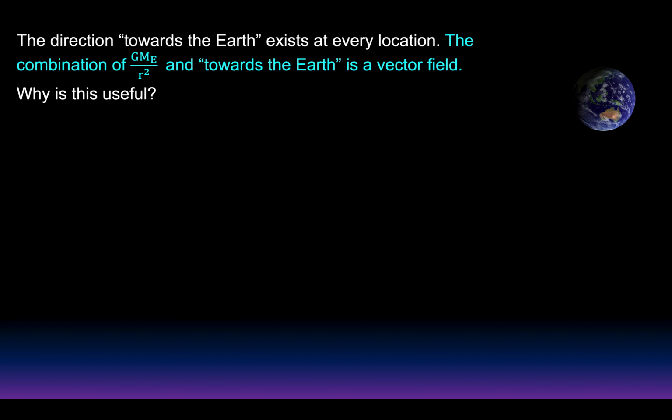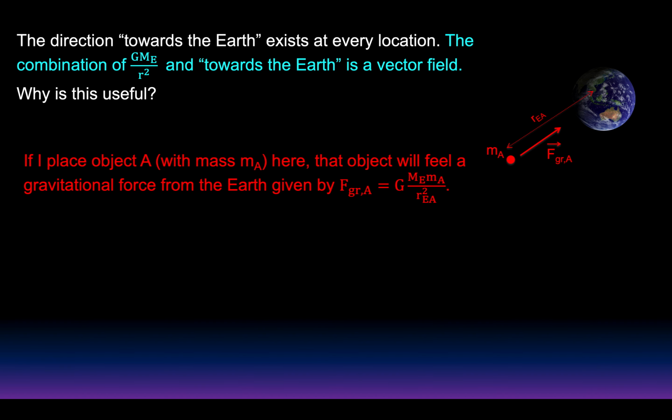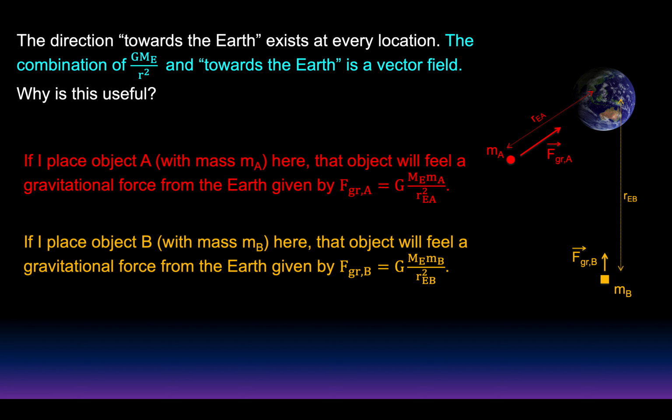So why is this going to be useful? Well, let's say I place object A right here. Object A has mass m_A and a distance r_EA away from the center of the Earth, so there will be a force of gravity on object A given something like that. I could place object B over here. Object B has mass m_B, has a force of gravity looking something like this. It's a distance r_EB away from the center of the Earth.